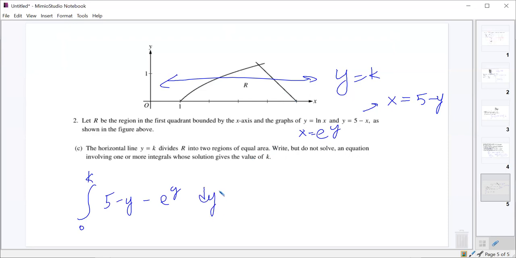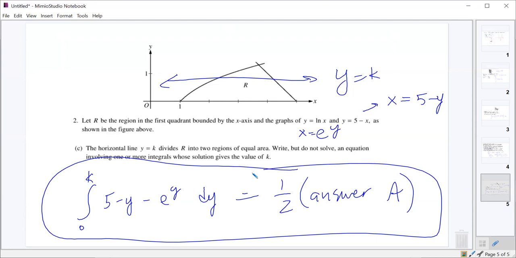One, you can just say that that's equal to, and I believe in part A, they had you find the full area. So you can just say it's equal to 1/2 of the answer from part A, and you're done. Alternatively, you could say that it is equal to an integral from k to whatever this intersection point is of the same thing. That'd be fine also. Or you could just say it's equal to 1/2 of the integral from 0 to this intersection point of 5 minus y minus e to the y also. But the first answer right here is probably the quickest, easiest one to get.